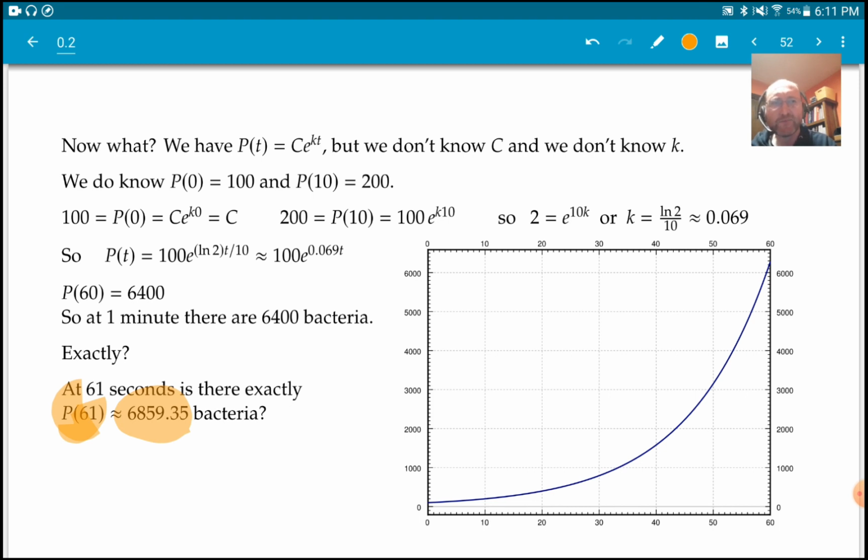Now, how close it is to the real answer, well, that's where the interpretation comes in. How do you interpret this model? How many simplifications did you make when you were abstracting? So, for example, we assume that there's enough space, there's enough food, and we assume that nothing else is going on. It's just that the bacteria are procreating at a fixed rate. So we made a lot of assumptions.